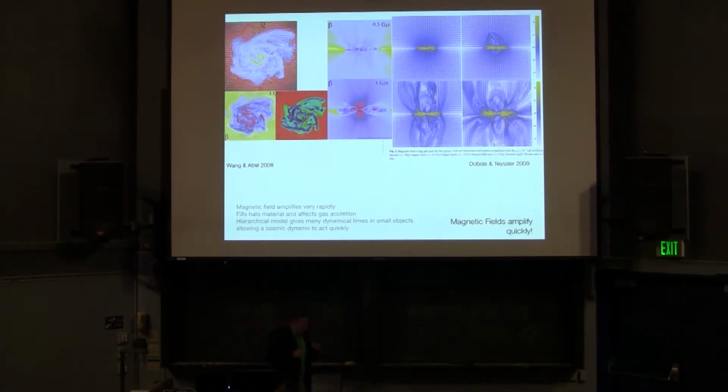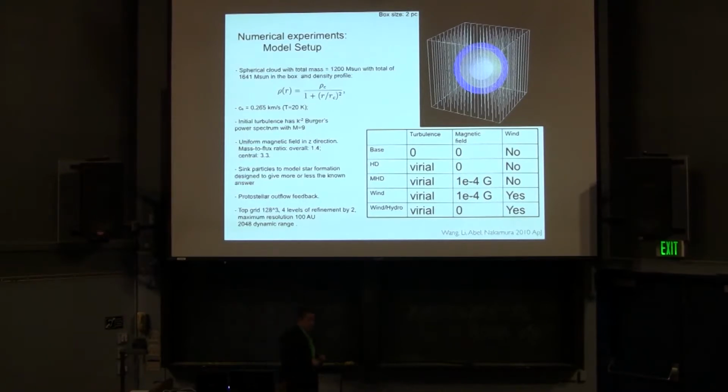But in the same spirit, now I want to describe another numerical experiment, which of course also starts with a spherical cow. In this case, it was sort of a cored isothermal sphere that we put in a 2-parsec box, and we had just slightly over 1,000 solar masses or so in this thing, 1,200, and in the cloud 1,600 in total. And you see the simple profile here. We assumed a speed of sound.